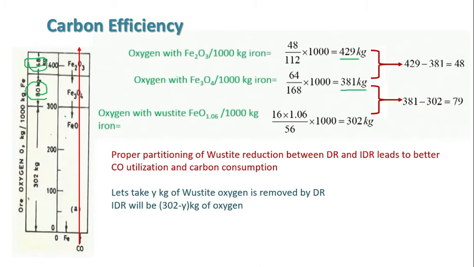So generally, what is the CO utilization or gas utilization? That is percentage CO2 divided by percentage CO plus CO2. That is CO utilization. We will calculate it later on. Let's take the optimum amount of wustite oxygen to be removed by direct reduction to be Y kg. Y kg we have taken to be reduced directly. So the oxygen available for indirect reduction will be 302 minus Y kg of oxygen.